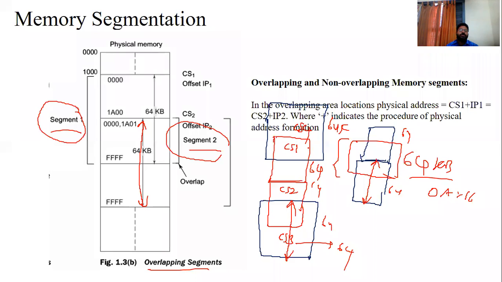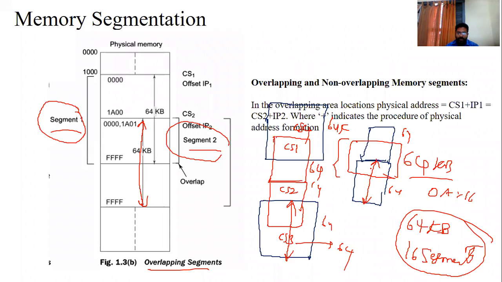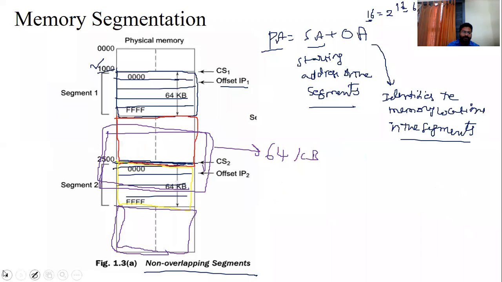Overlapping segment memory is also possible. Even though we are overlapping, what is each segment's memory size? 64 KB. How many segments are there in the overlapping case? Also 16 segments. That is the case. So we can treat it as memory segmentation. Then another one is also there, we can go for the series.